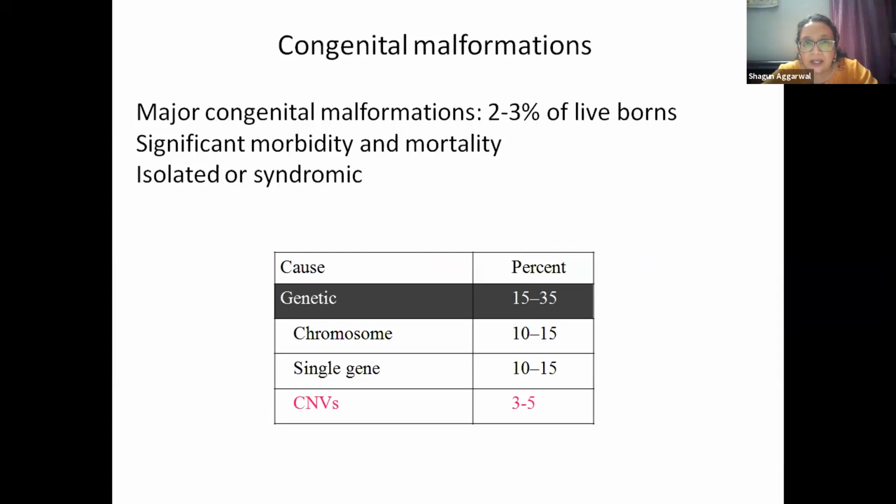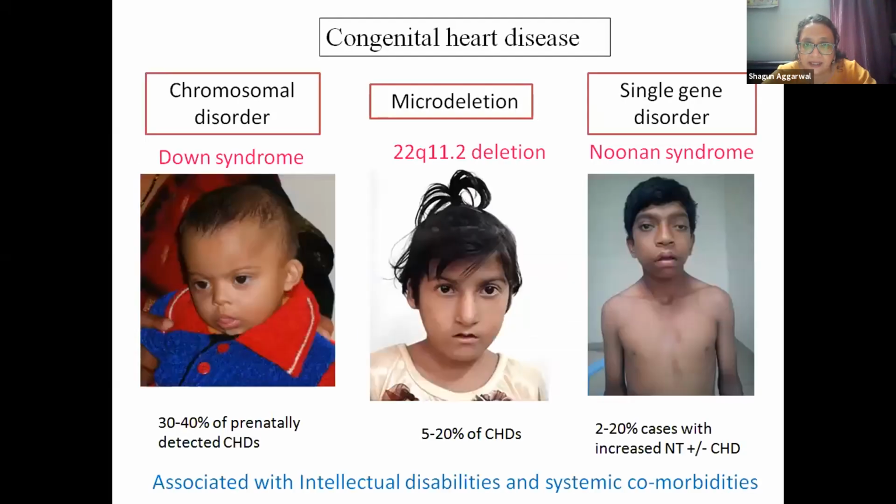So if we look at congenital malformations at birth, these are found in around 2 to 3% of live births, and these could again be isolated or syndromic. So a genetic etiology is found in around 15 to 35% of congenital malformations. These could be chromosomal or single gene disorders, both almost equal in prevalence. And we could really also have microdeletion, microduplication syndromes, and the malformation could be part of that. So all these 3 kinds of genetic disorders could be there in the setting of a malformation.